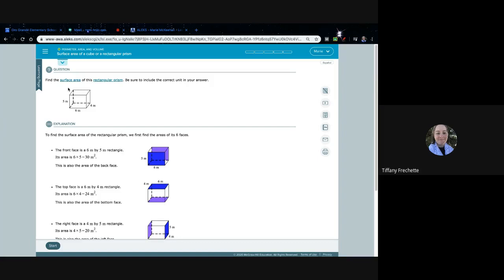So we don't want to find the volume. That's the amount of things you can fit inside, the amount of space it takes up. But we want to find the flat area on the outside, just the area of the box that you can literally touch, if that makes sense.